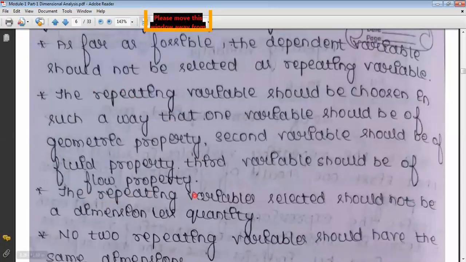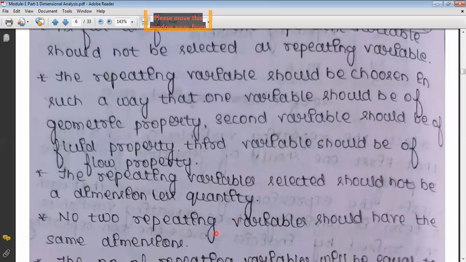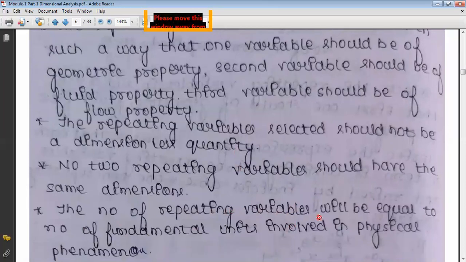Then the repeating variable selected should not be a dimensionless quantity. It means you cannot select any repeating variable which is a constant, like specific gravity. You can't select specific gravity as your repeating variable. Next, no two repeating variables should have the same dimension. As I told earlier, if the length as well as the width is given, you should select only one as the repeating variable. You can't select both length and width because both have the same unit.